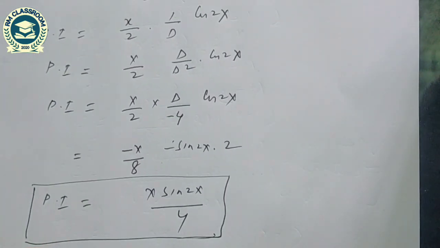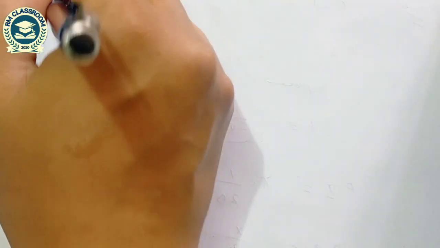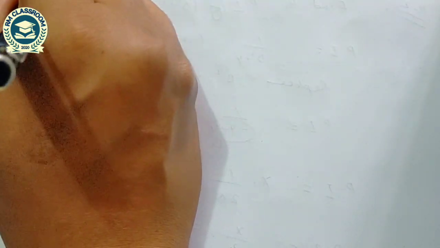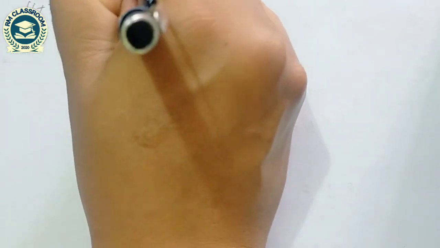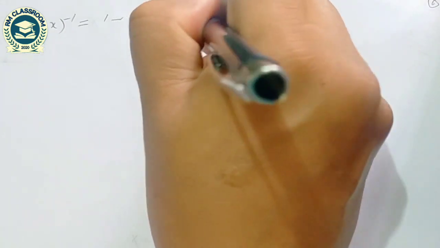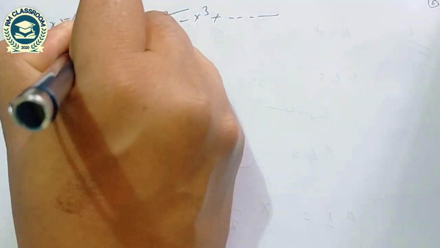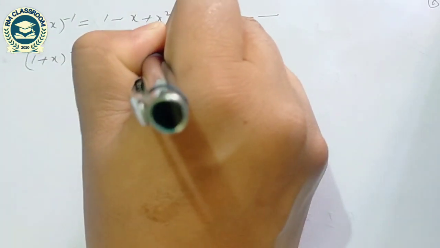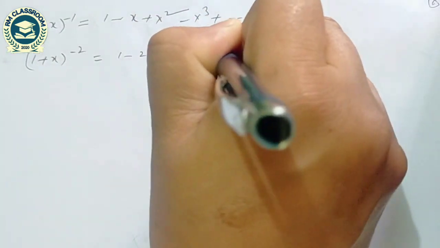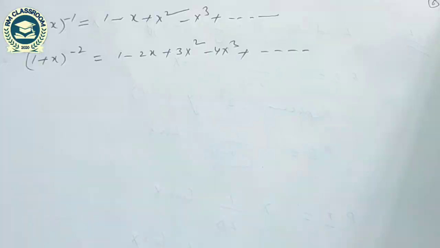Like we know the expansion, how to expand by Taylor series, Taylor method. 1 plus x to the power minus 1 is equal to 1 minus x plus x square minus x cube plus so on and so forth. And similarly 1 plus x to the power minus 2 is equal to 1 minus 2x plus 3x square minus 4x cube plus so on and so forth.